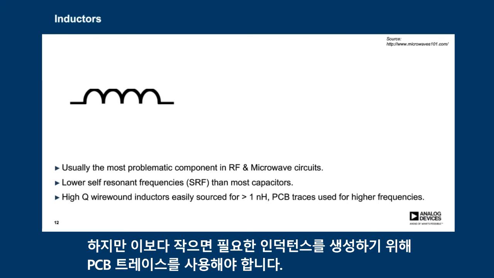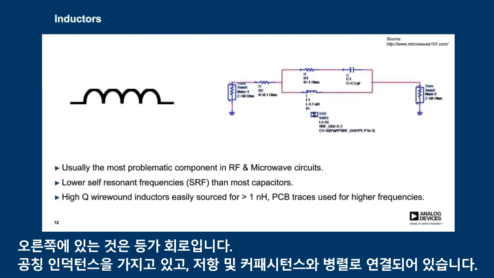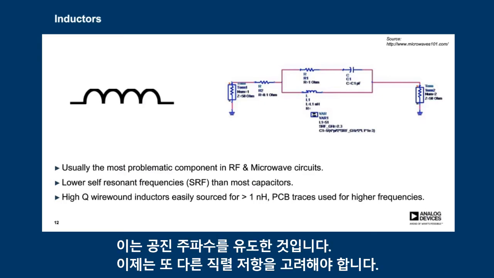What we see here on the right-hand side then is the equivalent circuit, and you can see that it has the nominal inductance, and that's in parallel with a resistance and also with a capacitance. And this is what introduces the resonant frequencies. Then there is also another series resistance to consider.